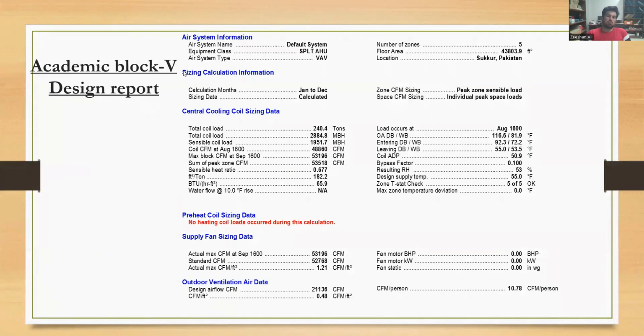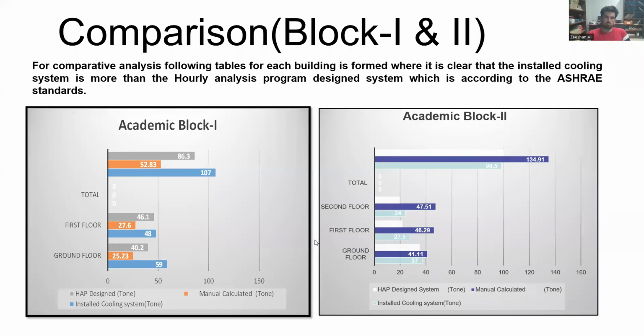This report is for block 5. Here the total coil load is 240.4. This report shows all 4 floors of academic block 5, and this is the estimated one. Actual maximum CFM in September is 53196, and CFM per person is 10.78.